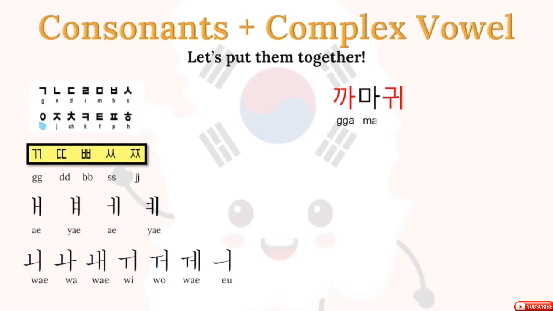가, 마, 귀. So I'm sure you are okay with the ma. So we have learned 가, the g and a together, and g and 위. That becomes 귀. So 가, 마, 귀. And this means crow. In Korean, crow. In English, it means crow. Okay? So the next one.